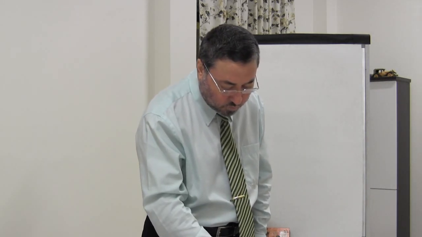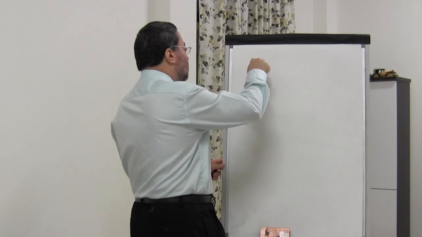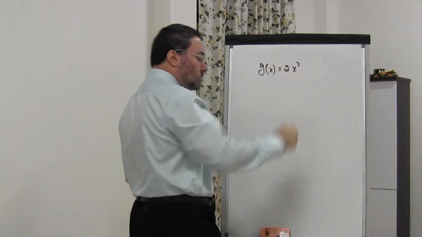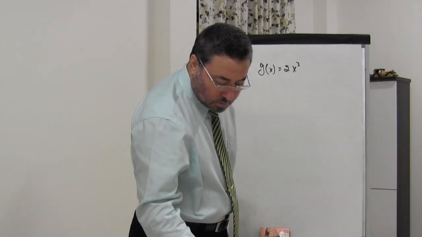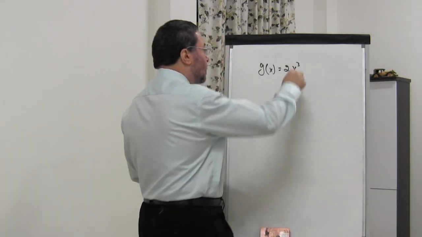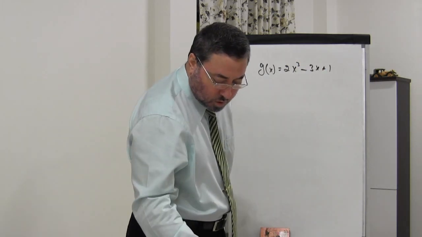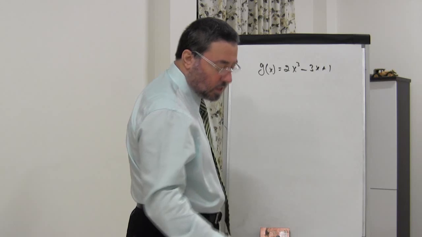Next is number 34. Use the given domain to find the range of the function. g of x equals 2x cubed minus 3x plus 1. And here we have the following domain: minus 3, minus 1, and 4.